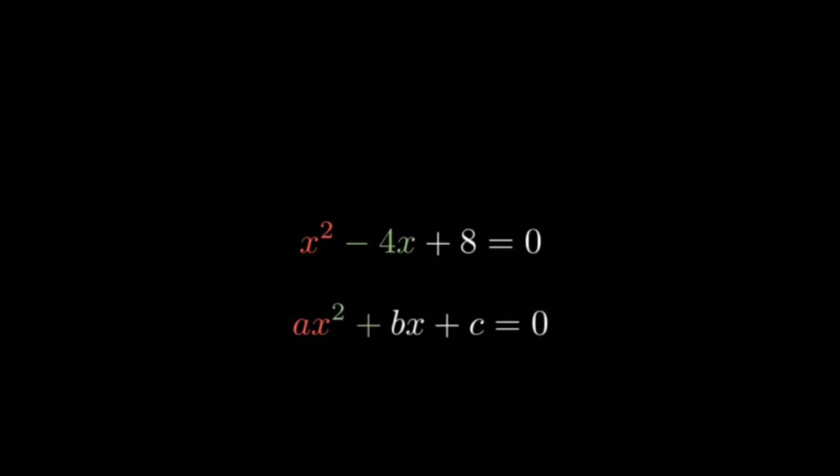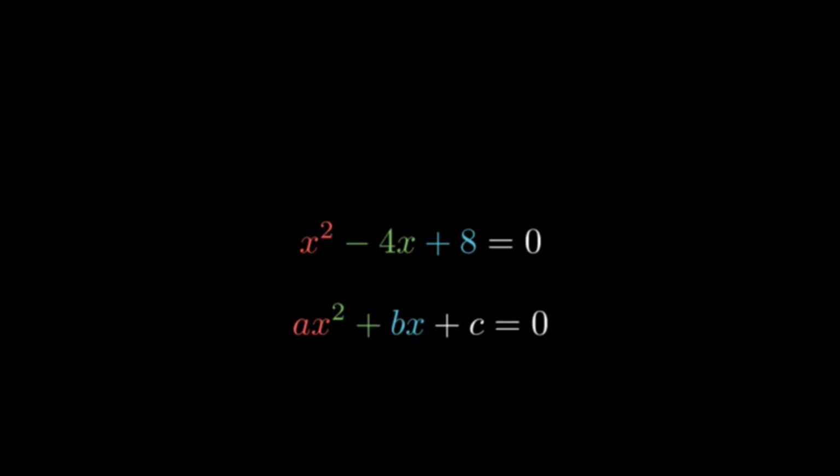The coefficient of x is negative 4. The negative sign indicates that this term is being subtracted, which will affect how we use the quadratic formula. And the constant term is positive 8. This is our c value, which appears without any variable attached to it.